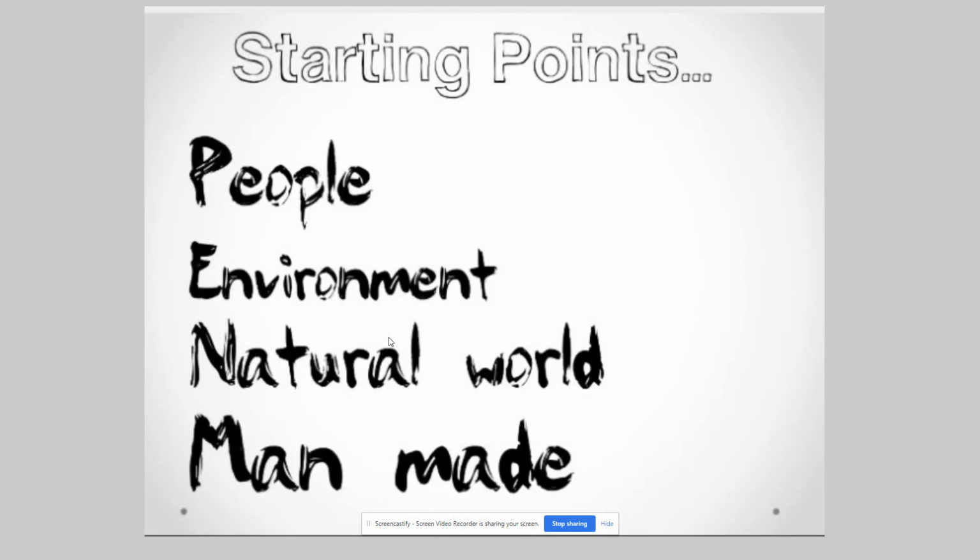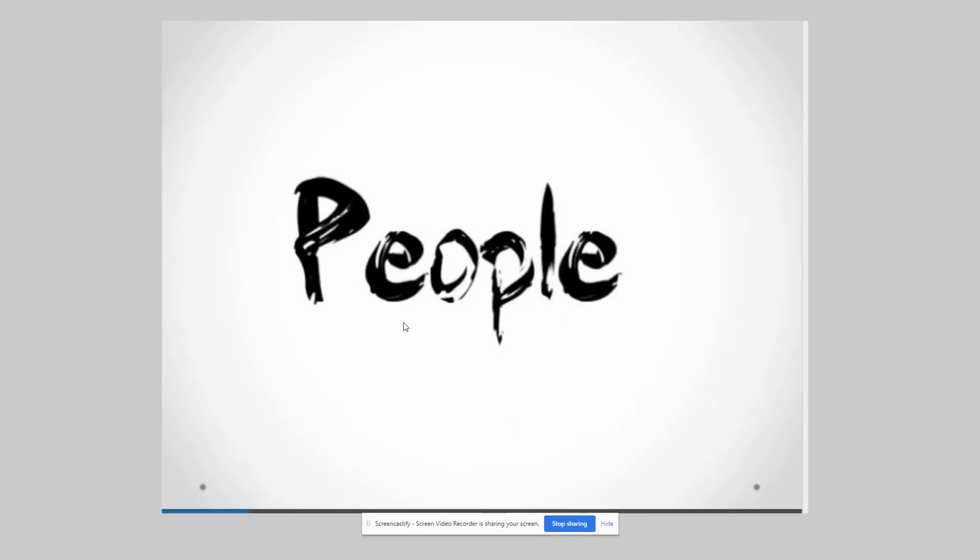The new side of the museum. So we're going to look at 4 themes. The main theme is fragmentation, and the next theme is people, environment, natural world, and man-made. Feel free to pause the video as you go to look more carefully at these, because I'll go through them relatively fast. So we're going to focus on people.